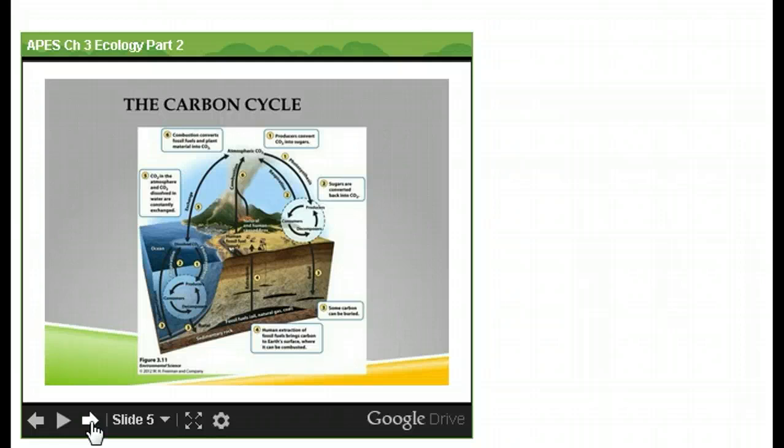Sometimes carbon on the surface of the earth can be buried underneath the earth, and then you'll have fossilization of animals and plants. When you get enough of that, that will turn into fossil fuels. Humans mess with the carbon cycle by extracting the fossil fuels and burning them.